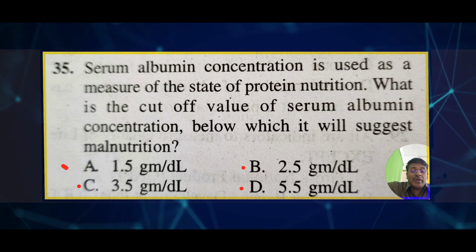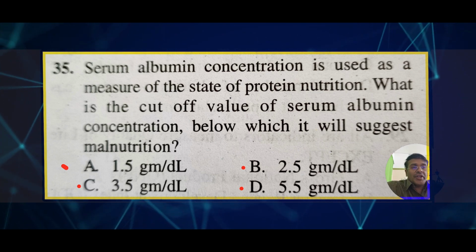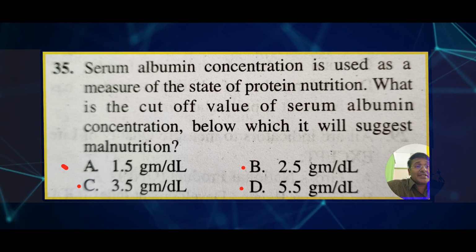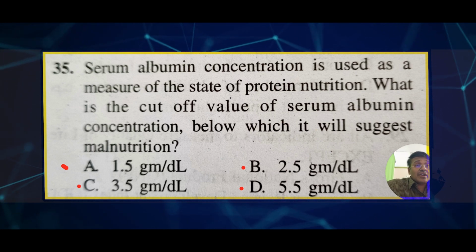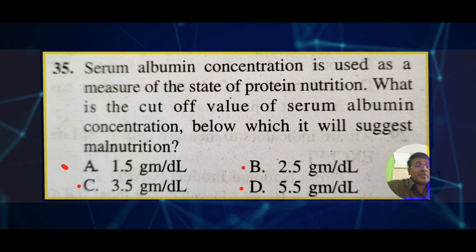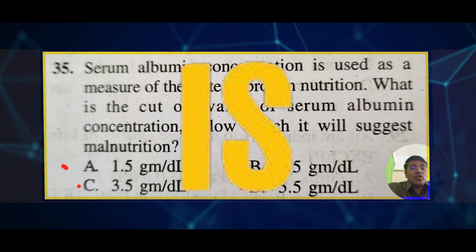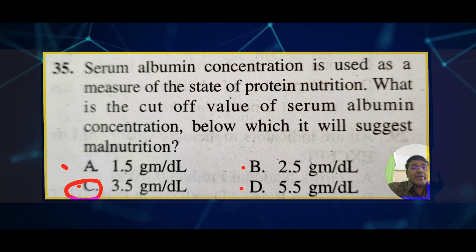When the serum albumin level drops, it suggests the body is not getting or not able to metabolize the protein it needs, which can be a sign of malnutrition or other medical conditions affecting protein synthesis or causing protein loss. So the correct answer is option C, 3.5 gram per deciliter.